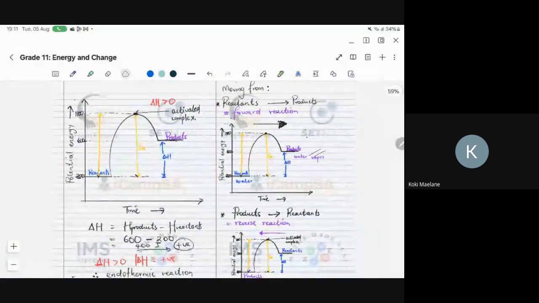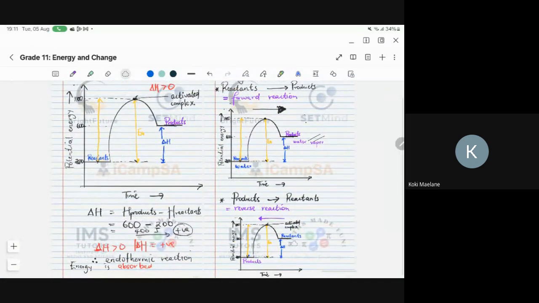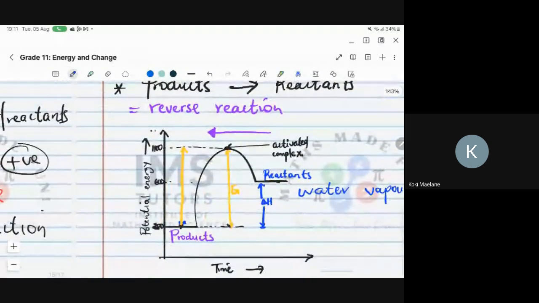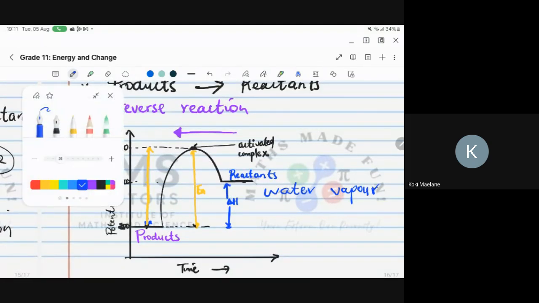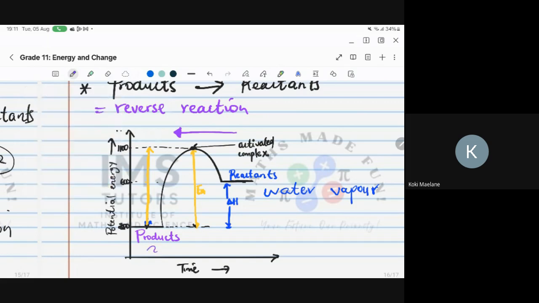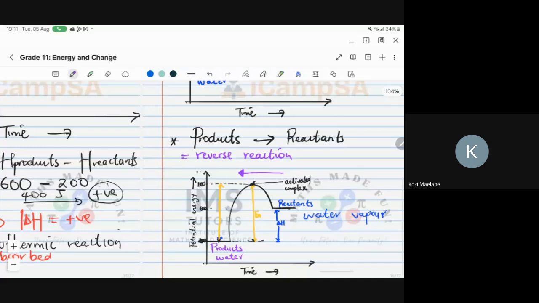However, if I now move from water vapor and I'm going back, remember you can take water vapor and turn it into water, right? What do you do to do that? You just simply use the process of condensation, and then you would be able to form water from water vapor or from steam. Now you're moving from water vapor to water. That would be a reverse reaction.